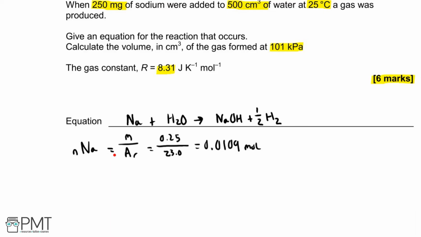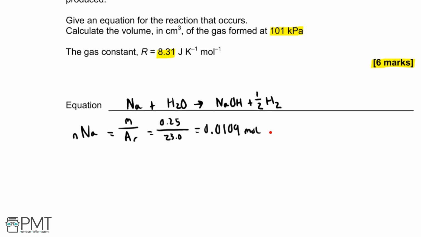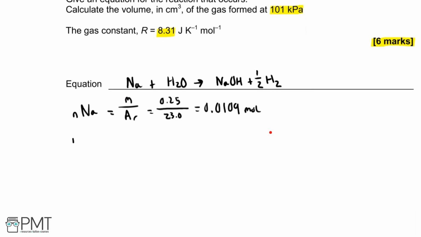However, that's not equal to our moles of gas produced, because if we look at our equation, for every 1 mole of sodium that reacts, we have half a mole of gas produced. So we actually need to divide this by 2 in order to calculate the moles of our hydrogen gas. So we're going to have 0.0109 divided by 2 to get us a value of 5.45 times 10 to the minus 3 moles.